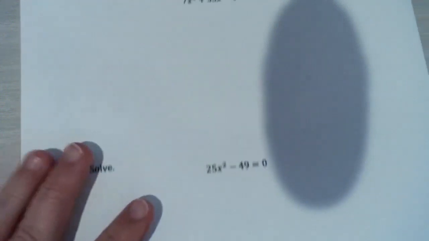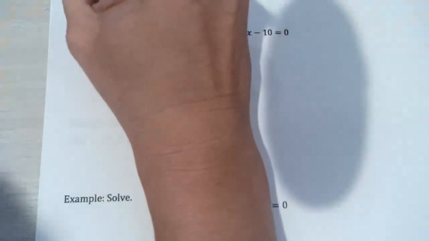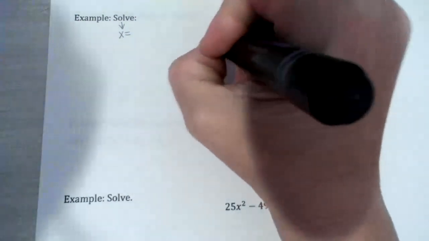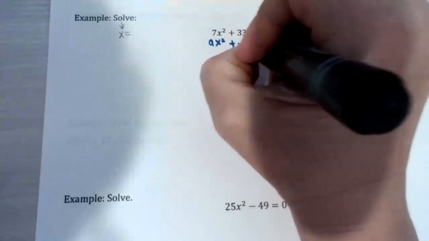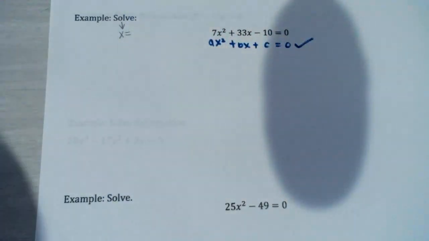All right, so solve 7x squared plus 33x minus 10 equals 0. Again, because of this solve, we are going to look for x equals. This is in standard form for us. This is in ax squared plus bx plus c equals 0. So that's already good to go.